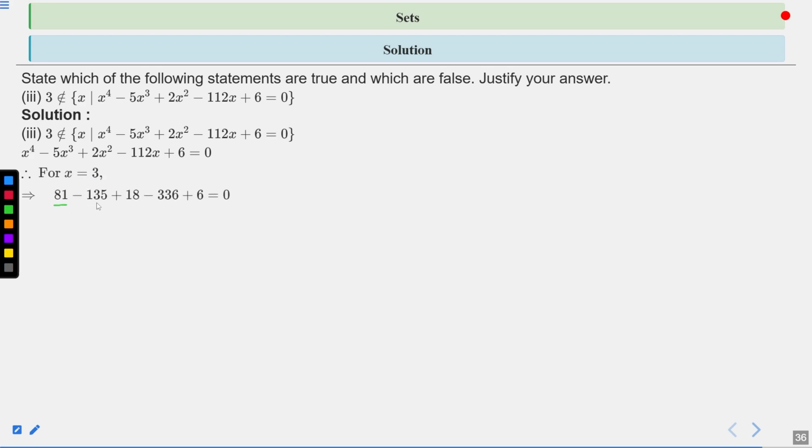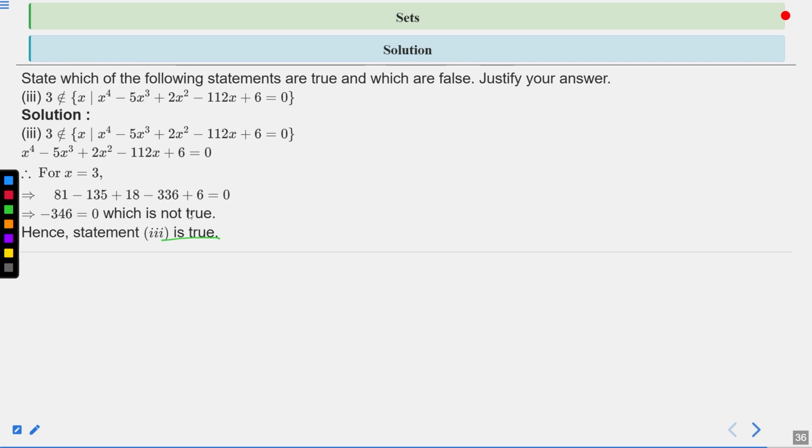81 minus 135 plus 18 minus 336 plus 6 is equal to 0. So we are getting left hand side as minus 346, which is not equal to 0. So in general, minus 346 is equal to 0. Is it true or not? Not. It is not true. So not true. Meaning 3 does not belong to the set. So third statement is true.